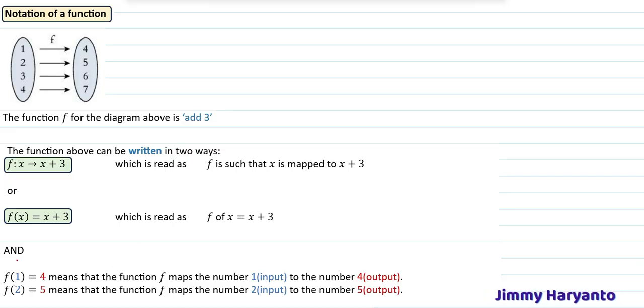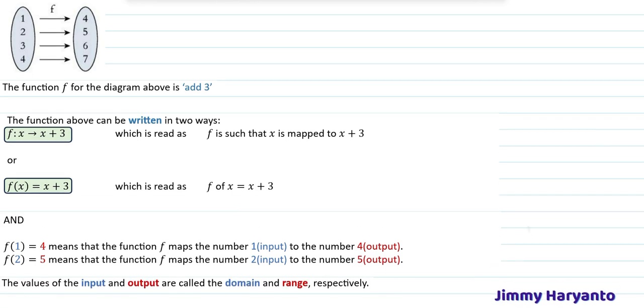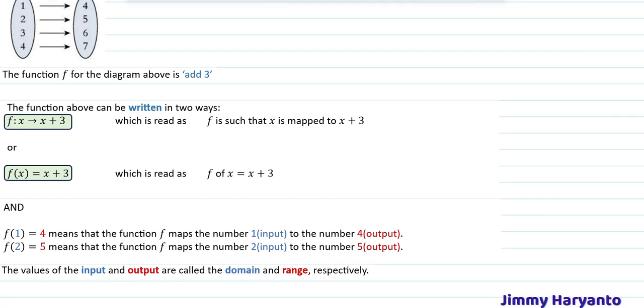That also means the 1 in the brackets will replace the x later, and then the number after the equal sign is the result. And then the values of input and output are called domain and range respectively. Okay, so in mathematics we don't say input and output, but instead domain and range.